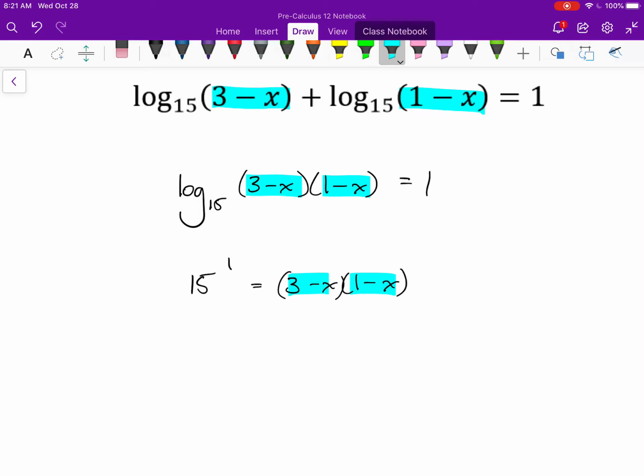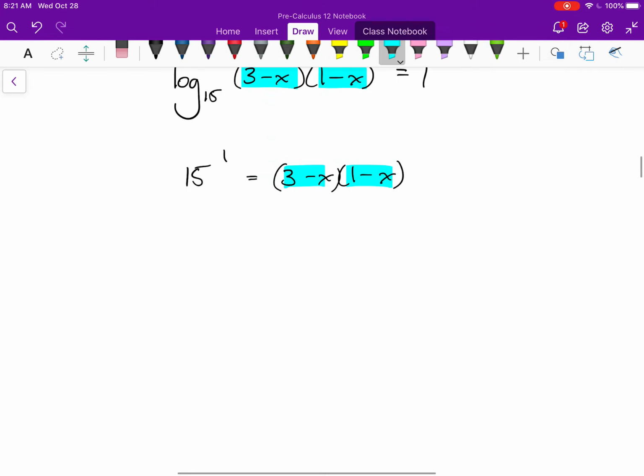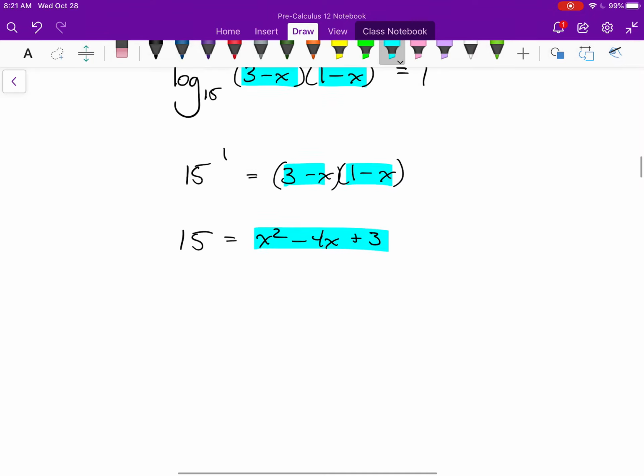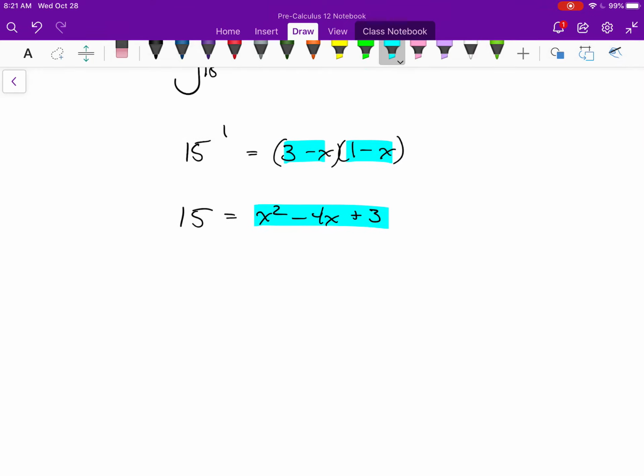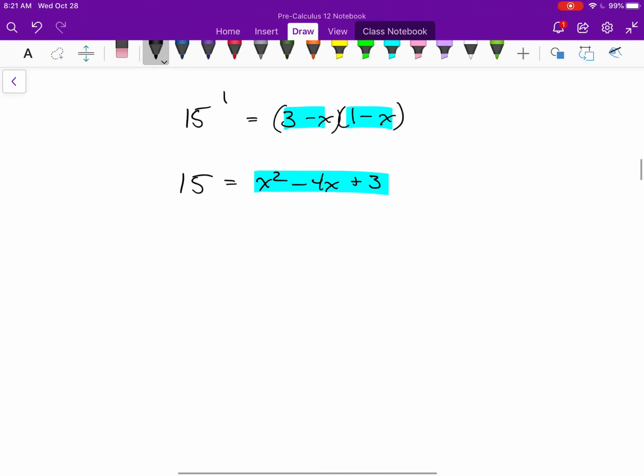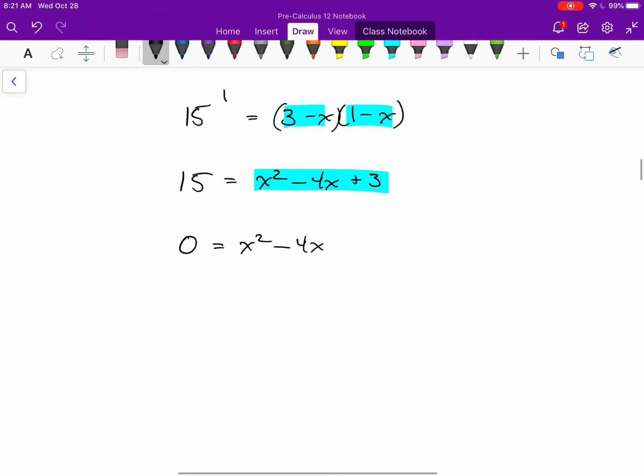Well, what I have now is a quadratic equation. And so let's expand and simplify the 3 minus x and the 1 minus x. If you expand and simplify that, you get x squared minus 4x plus 3. I just FOILed it out, collected like terms, and wrote it in a more standard order. That's it. Like I said, this is the makings of a quadratic equation. Quite often, we can factor them, and even if we can't factor them, we probably want to make it equal 0. So I'm going to subtract 15 from both sides and get 0 equals x squared minus 4x minus 12.